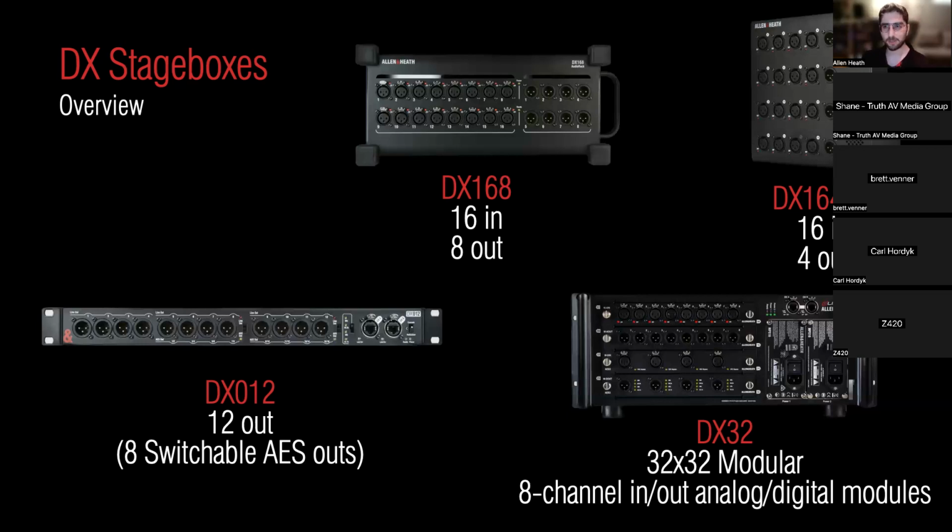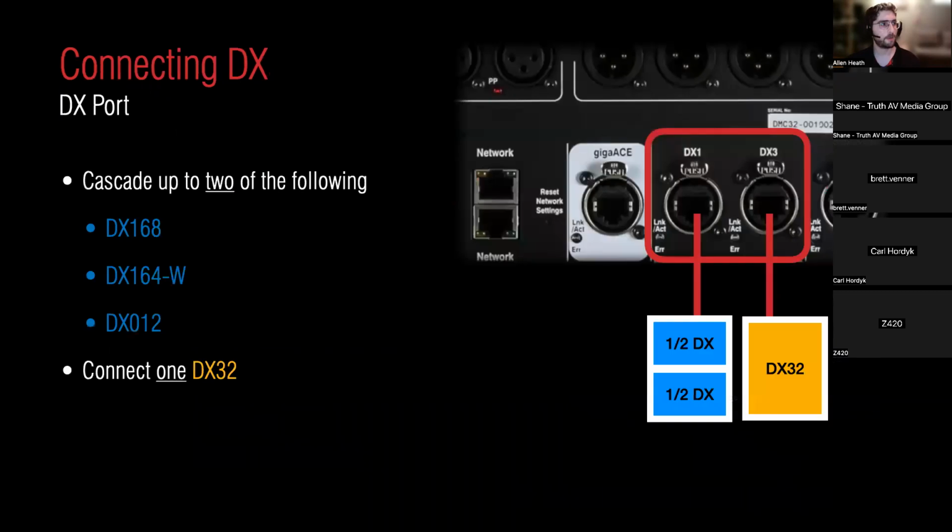And then DX32, that one's a bit more complicated. We're going to have a whole slide on that later, but basically it's a 32 by 32 modular DX stage box, and you'll see that there are 4 card slots on it, and there are different card options. There's an 8-channel analog input card, and an 8-channel analog output card. Then there's AES stereo with 4 input or 4 output cards. And there are also prime cards, which you'll see later as well. So that's just an overview of all the different DX stage boxes you have.